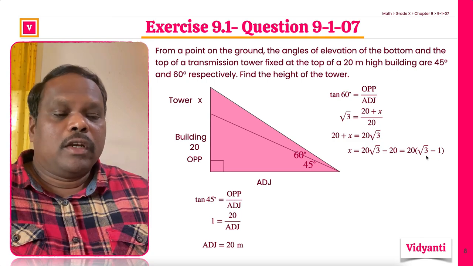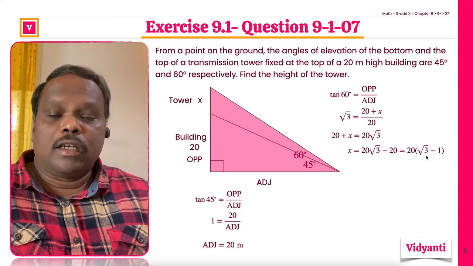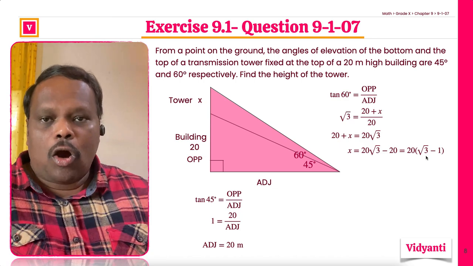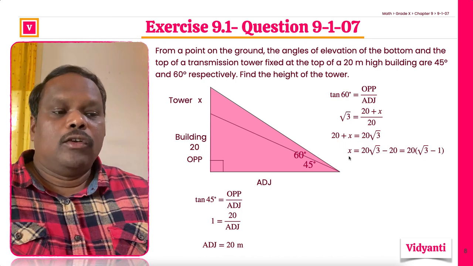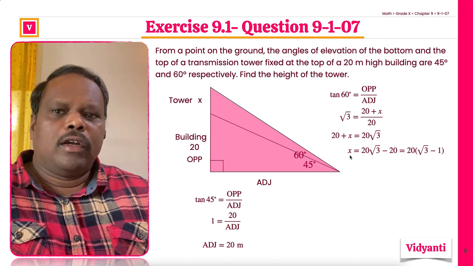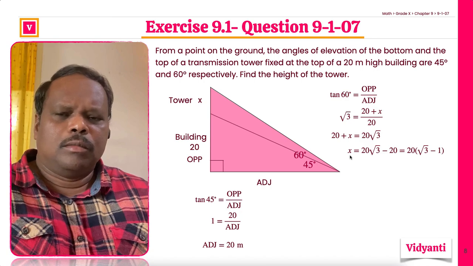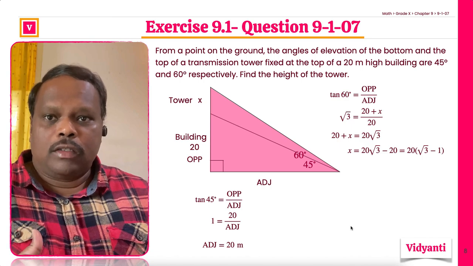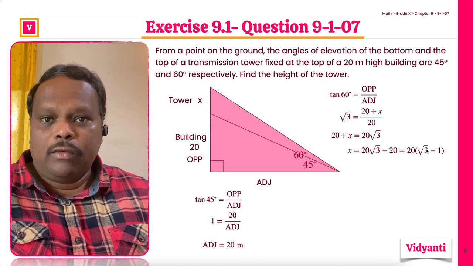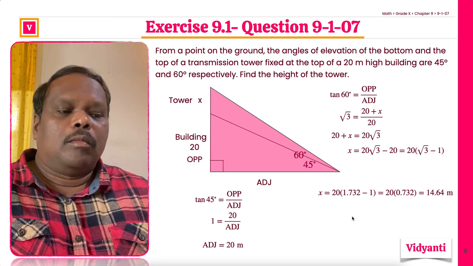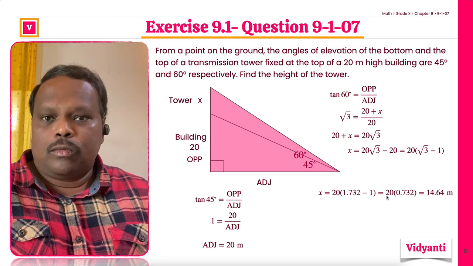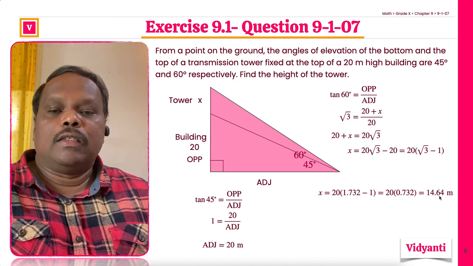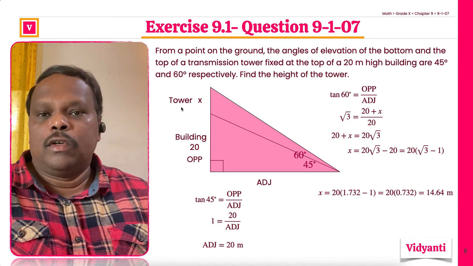But let us assume that root 3 is 1.732. So if the value of root 3 is given in the question, or if they ask you to find out the height of the tower accurate up to 2 digits after the decimal point, then only you have to proceed beyond this step. So I will substitute the value of root 3, which is 1.732. Minus 1 will be 0.732. When we multiply that with 20, the final answer will be 14.64 meters, and that's the height of this transmission tower.